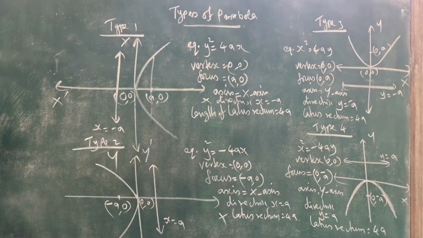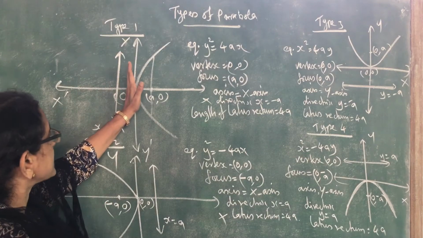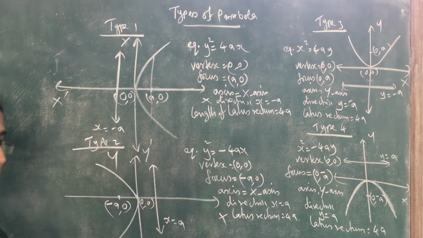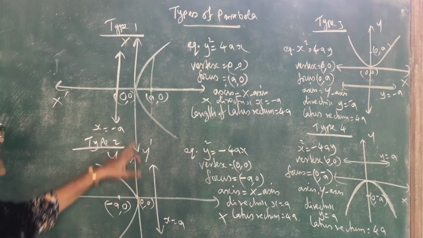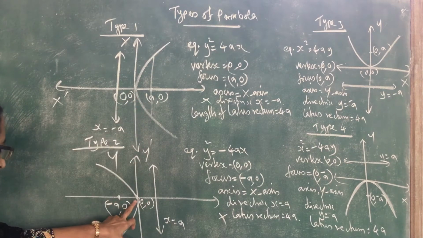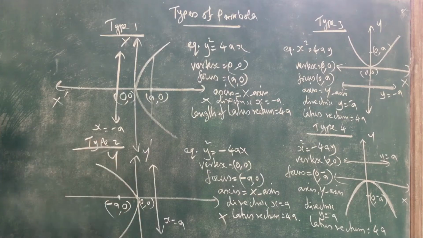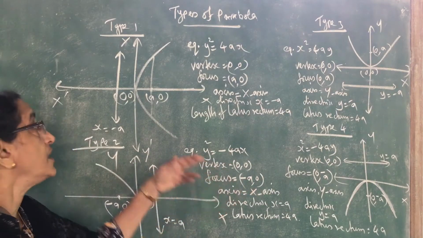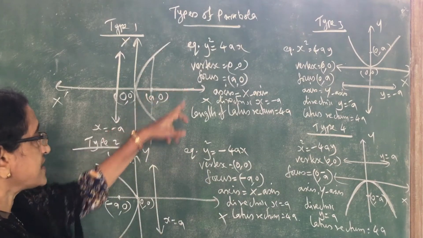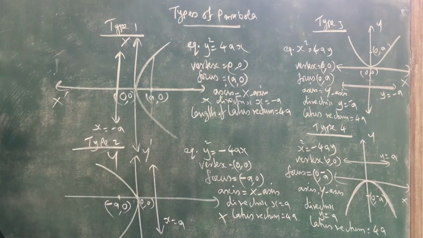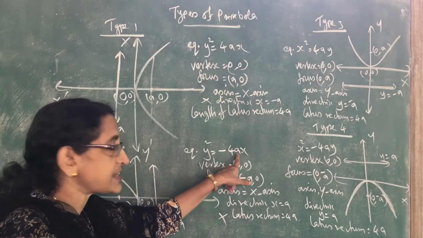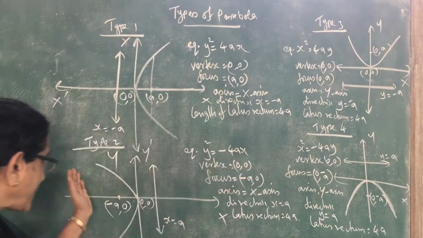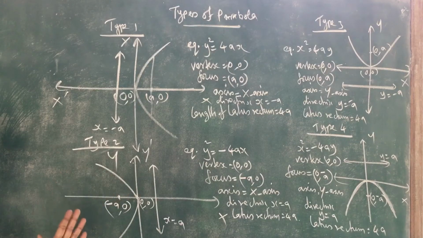Now the second type of parabola is here. In the first type, it is opening to the right. So this is opening to the left. Vertex is at the origin itself, and this is opening left. So the equation is y square equal to minus 4ax. The first was y square equal to 4ax, and this is y square equal to negative 4ax. Remember, a is always a positive number. So this is y square equal to negative 4ax, and the focus will be inside.